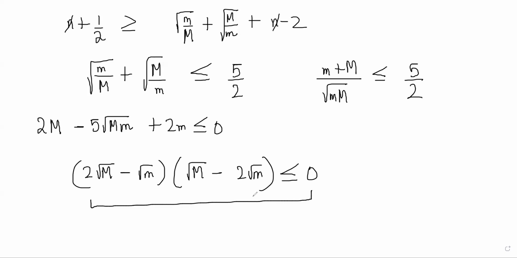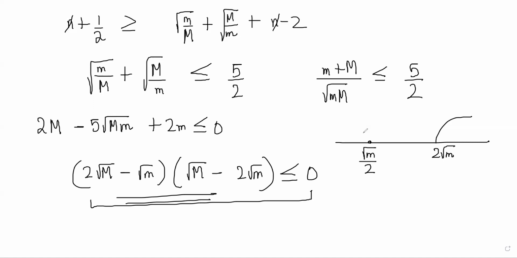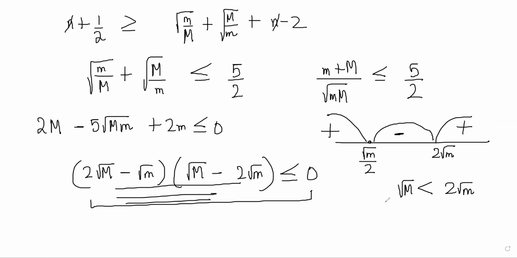And for this term to be less than or equal to 0, by wavy curve method, the value of root M should be between these values at which the expression is vanishing. So in between the values are negative, right? Above this it is positive and positive. So for this inequality to be true, root M should be less than or equal to 2 root small m. So that becomes M is less than or equal to 4m.